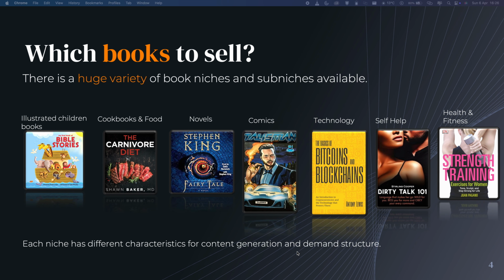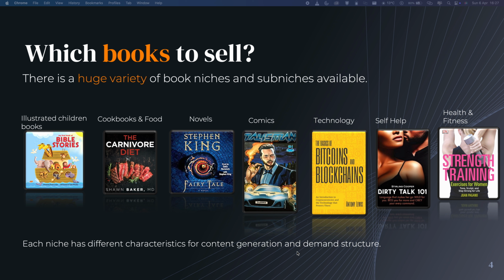Normally, people don't really know how many different books are actually out there. In general, you can go for high or low content books. This means your book is either easy to create because it's simply pictures, for example, like in a children's book. A novel on the other side is hard to create, therefore it is high content. Each book niche has also sub-niches. Some book examples are illustrated children books, cookbooks, novels, comics, technology books, self-help or health and fitness.